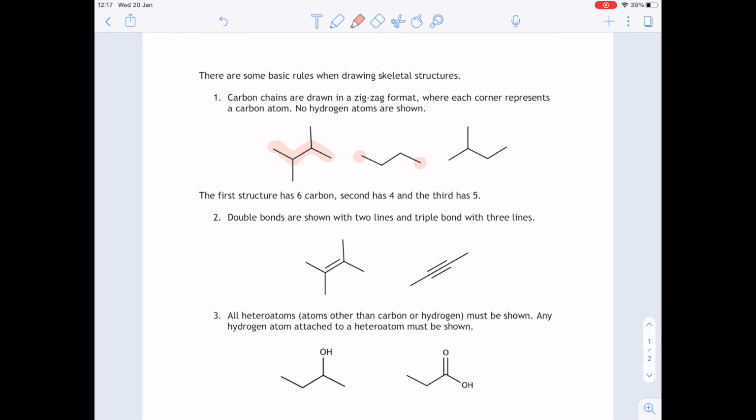Double bonds are also shown with 2 lines, just like this one here, and triple bonds are shown with 3 lines. And then last but not least, heteroatoms. What that means is atoms other than carbon or hydrogen must be shown, just like our OH group here and our carboxylic acid, because then it's easy to identify what each structure is.